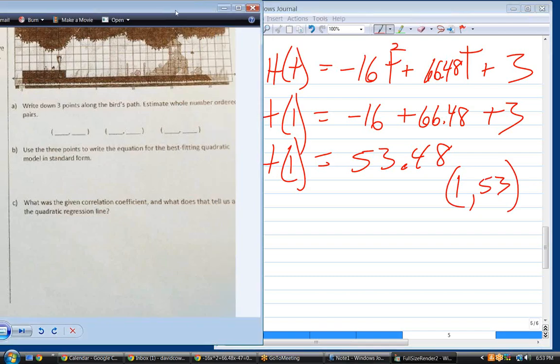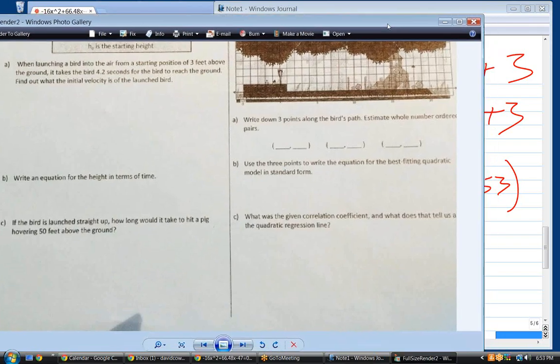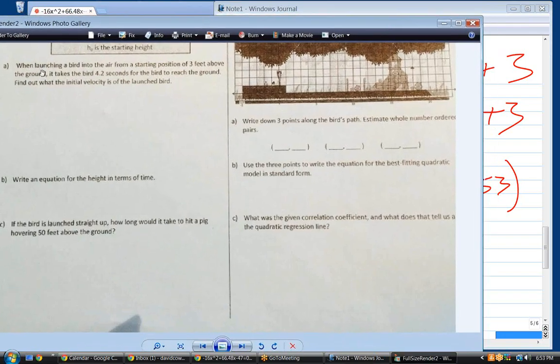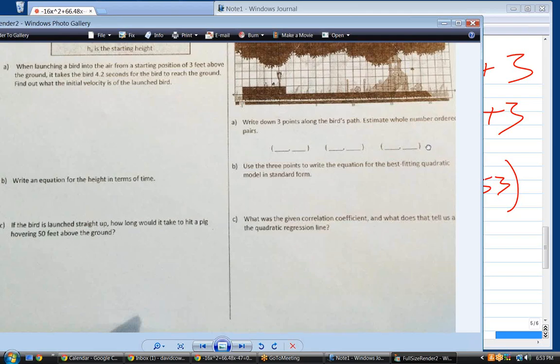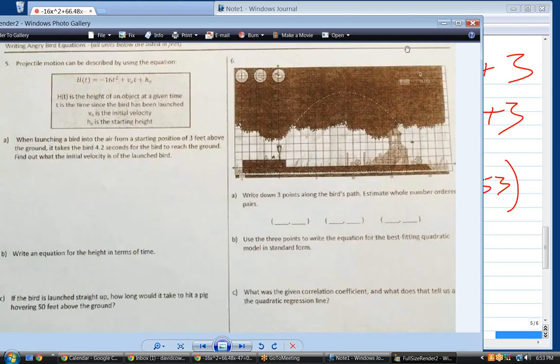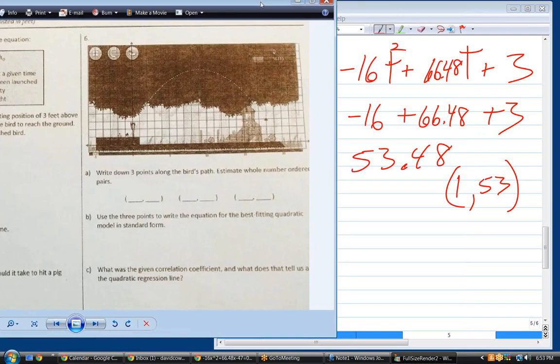Oh, because the other problem was, no, I think it's the same problem. This is launching a bird into the air. It says number 6. It's a different problem. Okay, I get that. Okay, so I think we just find points on the equation or anything. Oh, I see. Write down. Okay, I got you. Okay, and then we're going to put it into your calculator and figure out the quadratic regression. All right, I'm with you now.